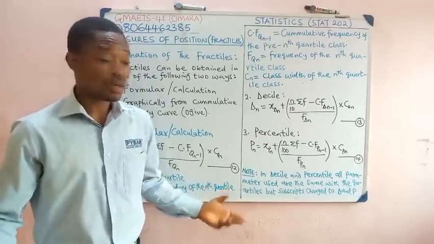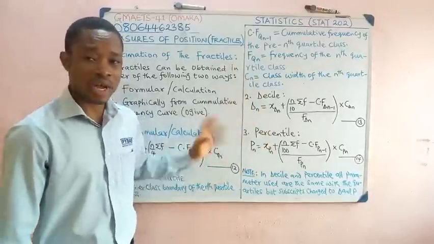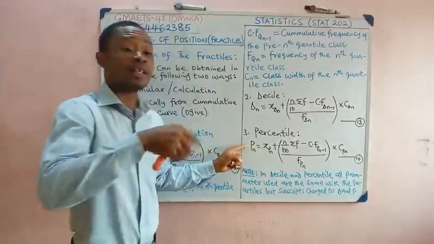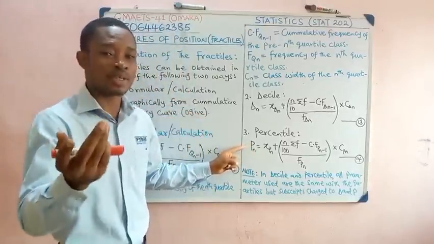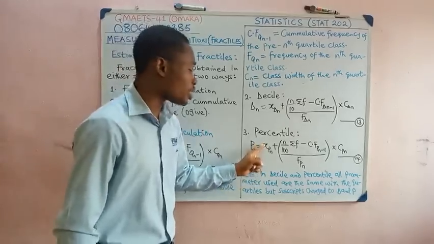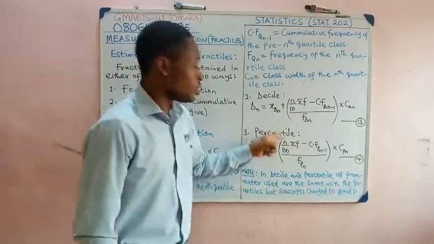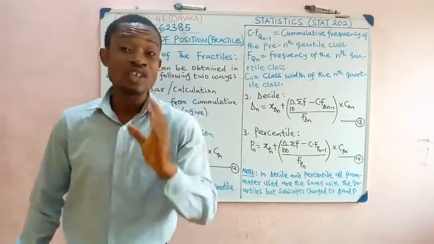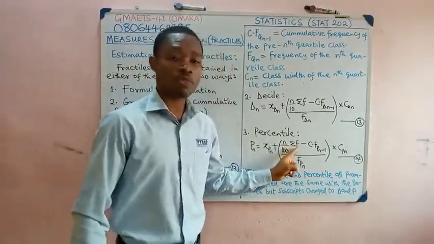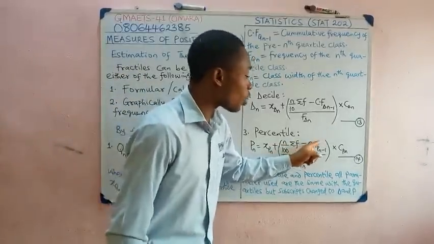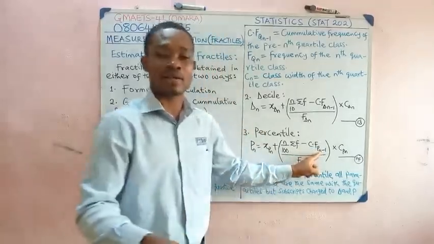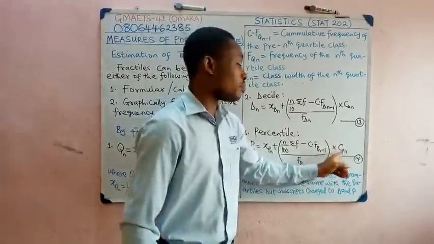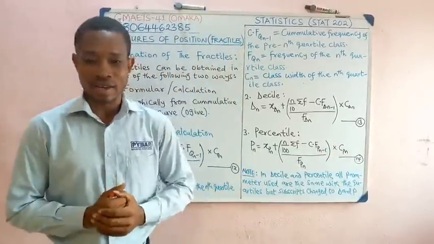Percentile is still similar. In place of all the Dn's and Qn, you now replace it with what? Pn. So to obtain the nth percentile, that's a particular percentile value from the 1st to the 99th percentile, is equal to the lower class boundary of the nth percentile class plus, this time around, n divided by what? 100, because percentile divides the distribution into 100 equal parts, times summation of frequencies minus cumulative frequency of the pre-nth percentile class, divided by frequency of what? The nth percentile class, and then close the bracket and multiply by the class width of the nth percentile class.